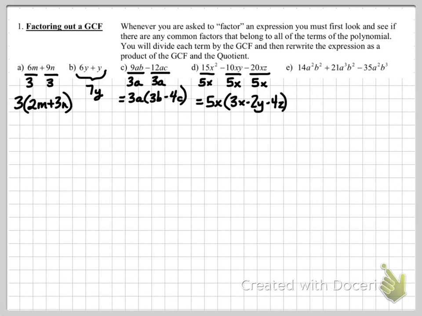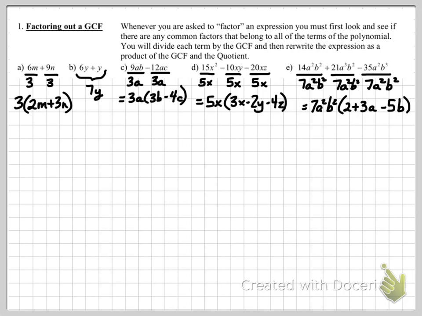And in the last one, again there are 3 terms. You look for the biggest thing you can divide into all 3. For 14, 21, and negative 35, I can divide 7 into all 3. I notice that I can divide an a squared into all three terms as well as a b squared into all three terms. That's the biggest thing I can get out of it. So I would write that as 7a squared b squared times what's left after dividing each term, and I'm going to get 2 plus 3a minus 5b. So that's how you factor out a greatest common factor.